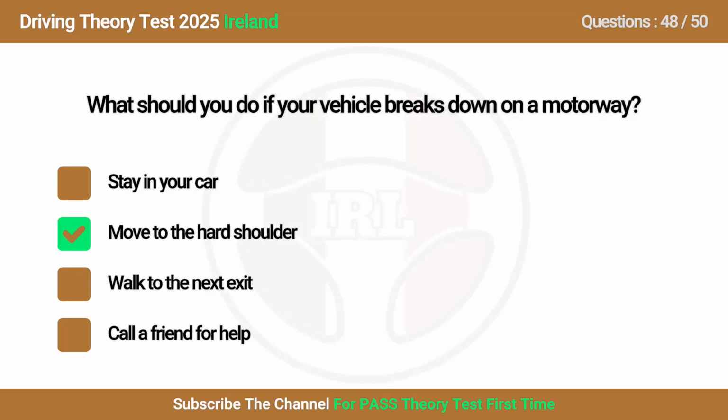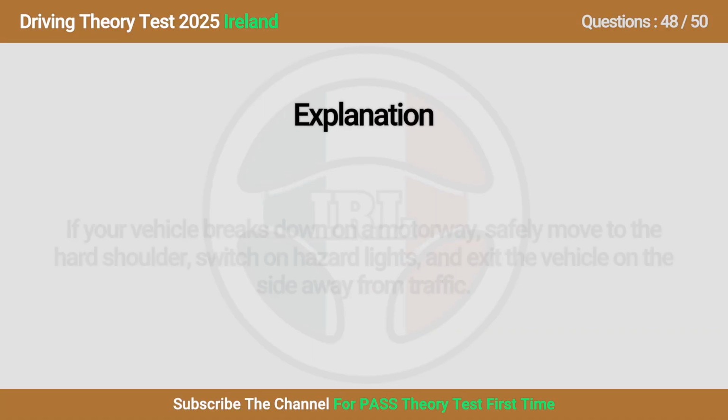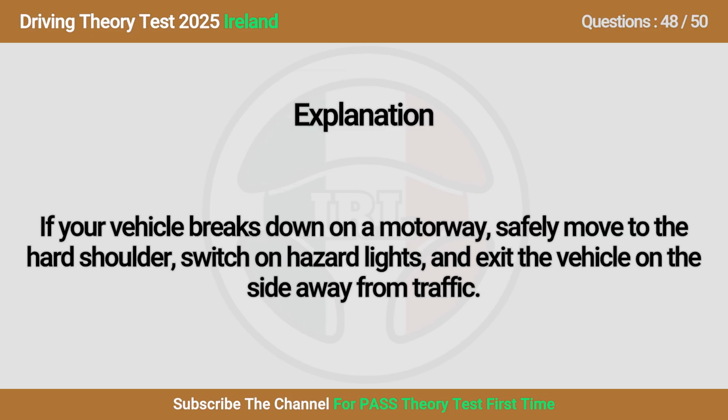Answer is B, move to the hard shoulder. If your vehicle breaks down on a motorway, safely move to the hard shoulder, switch on hazard lights, and exit the vehicle on the side away from traffic.